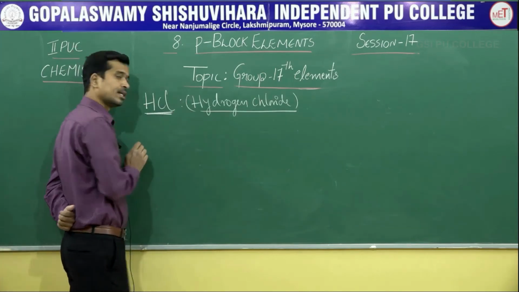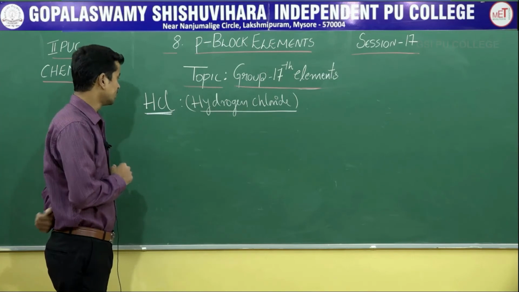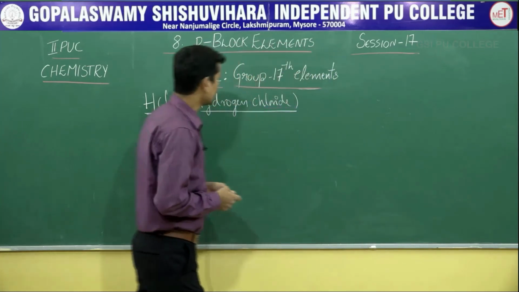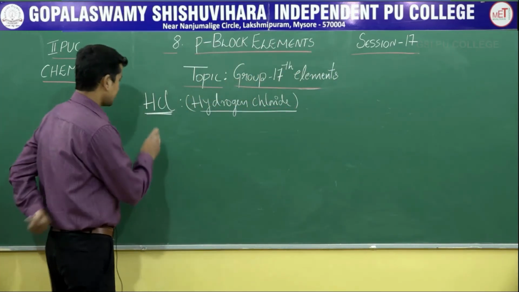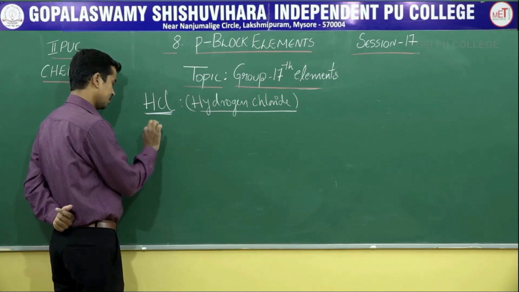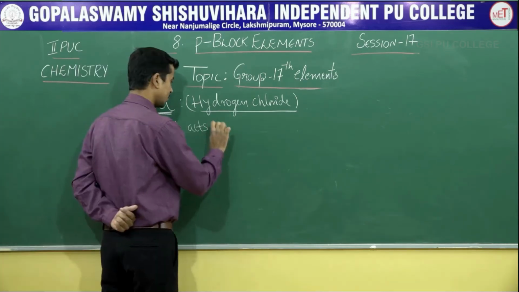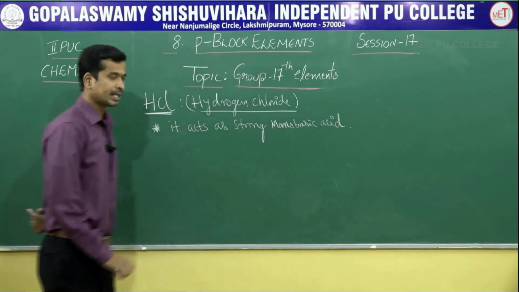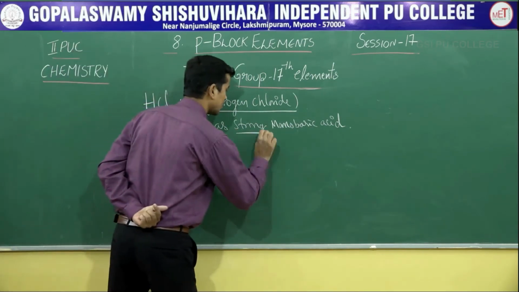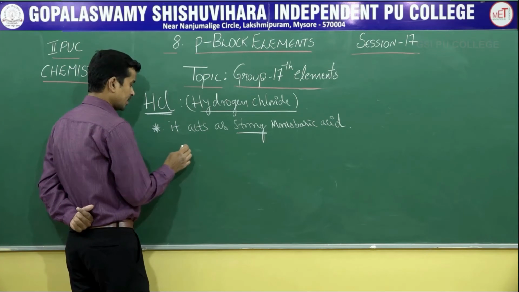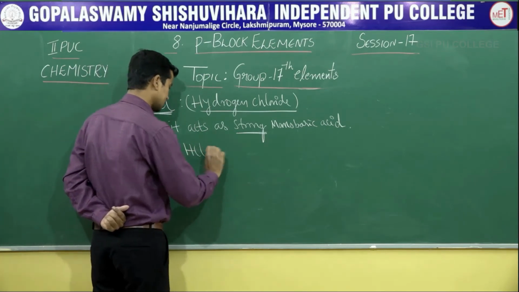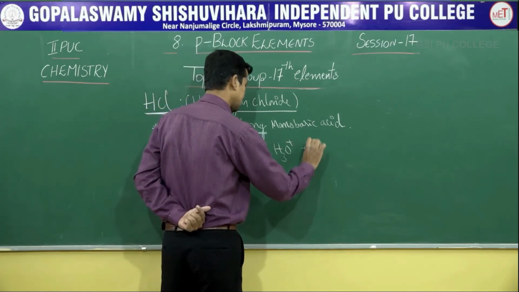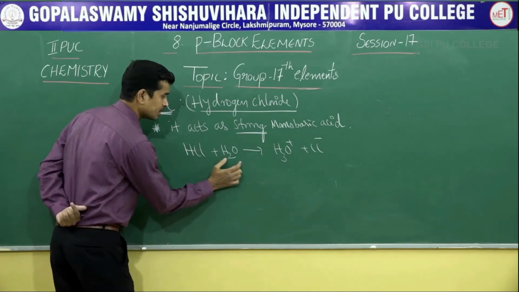Next, consider HCl, hydrogen chloride. Preparation is very simple: take NaCl and heat it with H2SO4 to give HCl. But the important point in HCl is that it acts as a strong monobasic acid. In aqueous solution it gives an H plus ion and Cl minus ion. In aqueous medium means in water.